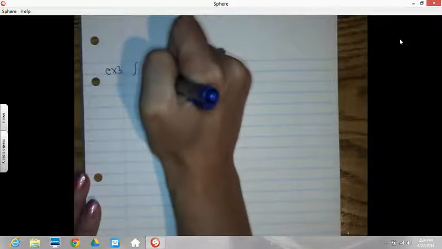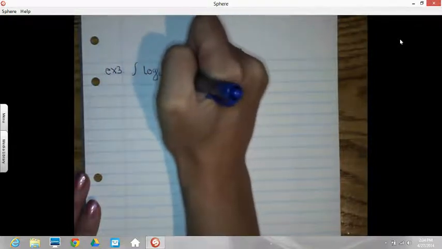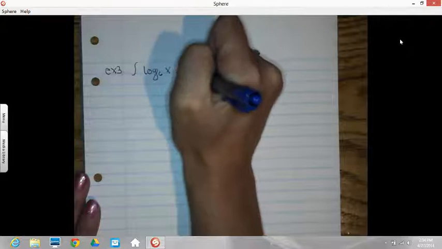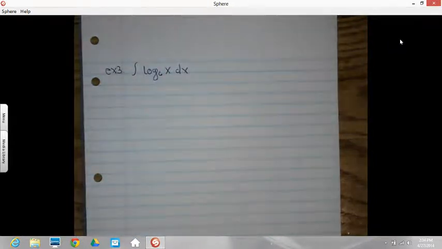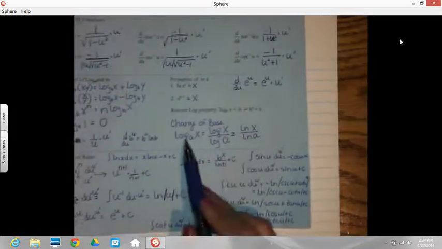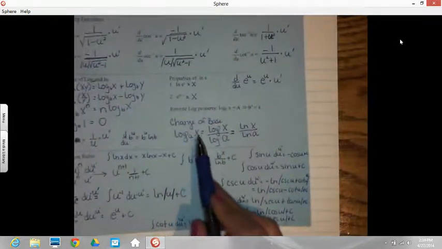Number 3, the integral of log base 6 of x dx. We have no integration rules for logs except for the natural log that we just did. So we're going to use the change of base property to rewrite this. Change of base: log base a of x is log x over log base a.